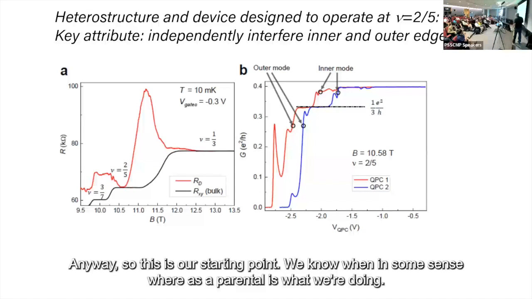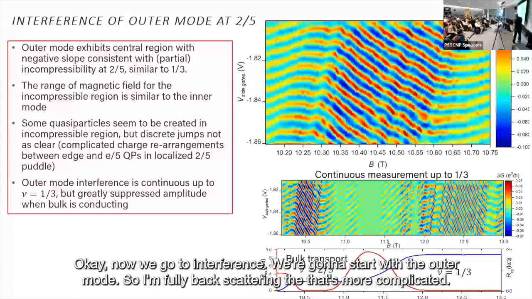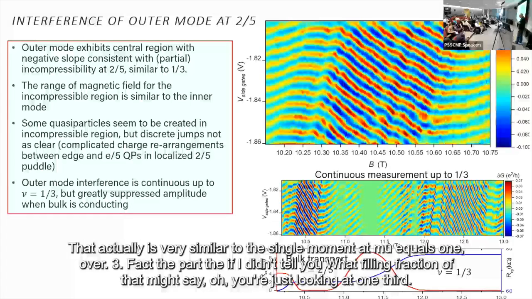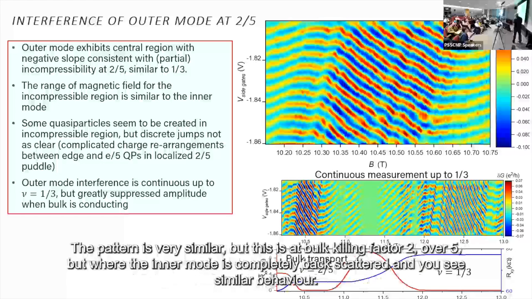We know what, in some sense, as experimentalists, what we're doing. Okay. Now, we go to interference. We're going to start with the outer mode. So I'm fully backscattering the inner mode. That's more complicated. And we look at the pattern. Now, remember, the bulk is in 2/5. It's not 1/3, but we're looking at just the outer mode that actually is very similar to the single mode at nu equals 1/3. In fact, if I didn't tell you what filling fraction I'm at, you might say, oh, you're just looking at 1/3. The pattern is very similar, but this is at bulk filling factor 2/5, but where the inner mode is completely backscattered. And you see similar behavior.